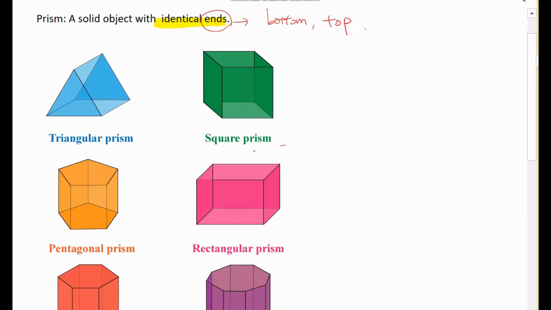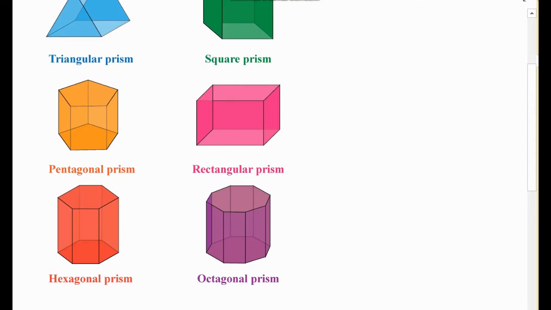And next, square prism. The bottom is a square and the top is a square. So we call it a square prism. Pentagonal prism. The top is the pentagon, the bottom is the pentagon. They have identical bottom and top. So it's a pentagonal prism. Rectangular prism. Rectangle bottom, rectangle top. We call it a rectangular prism.